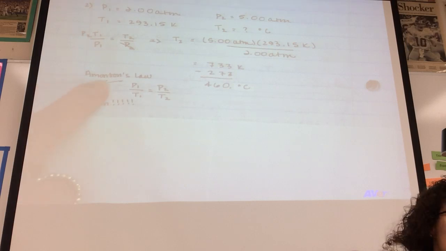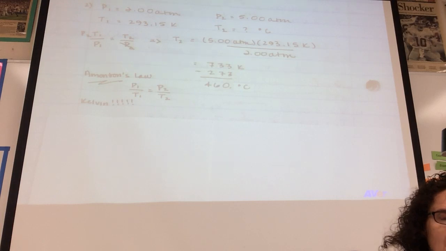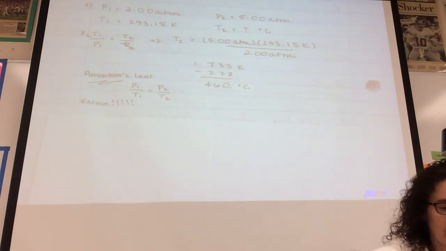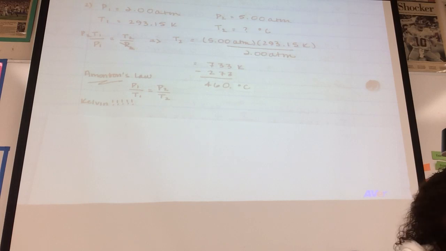So Amonton's law shows the direct relationship between pressure and temperature. And again, in this gas chapter, you will always, always, always express temperature in Kelvin, or you will crash and burn. Kelvin, Kelvin, Kelvin. So you have to start with Kelvin, but you could end with Celsius. Yes. You have to do the calculation in Kelvin, but if they ask for Celsius, just subtract 273 at the end.